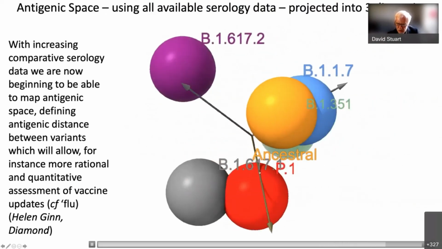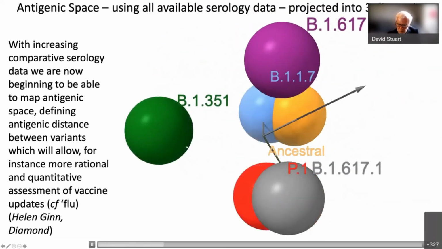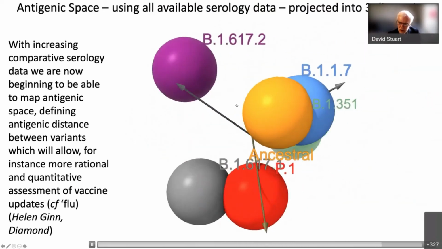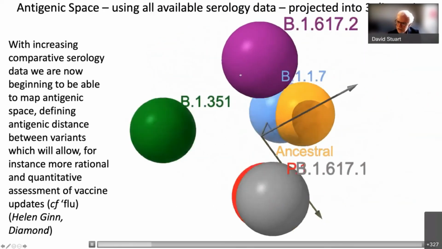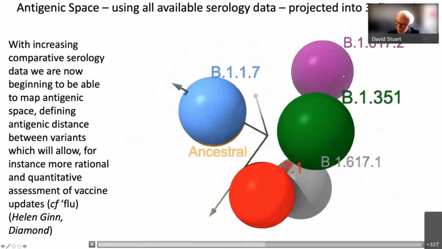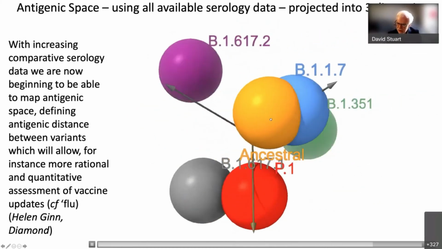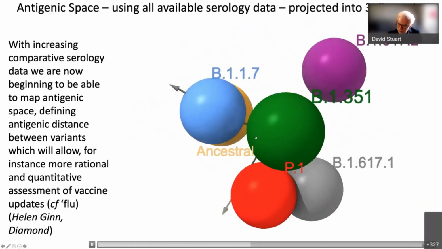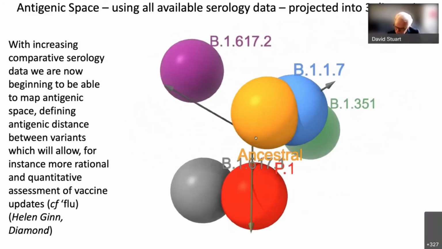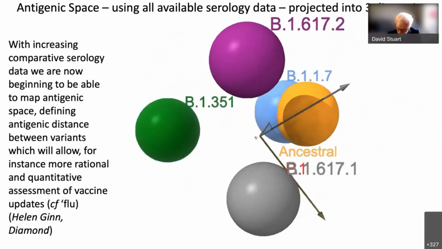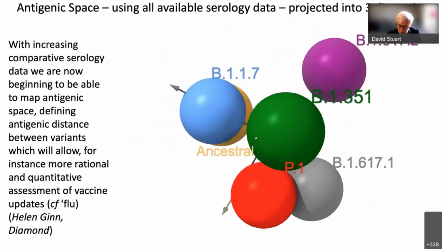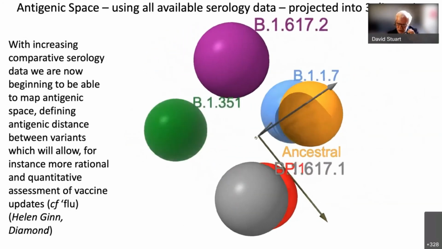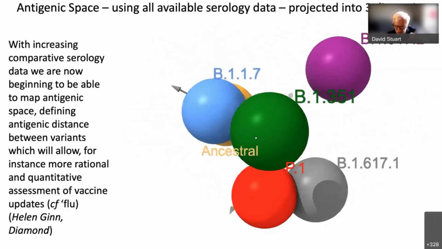And you can see that 351, which is the South African virus, is actually on the other side of the origin from the Delta variant. And as I said, the alpha variant and the ancestral virus are sort of more in the middle, and that explains the better sort of crosstalk between those viruses.